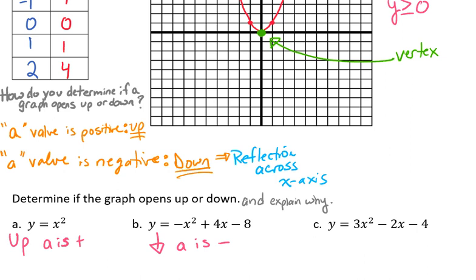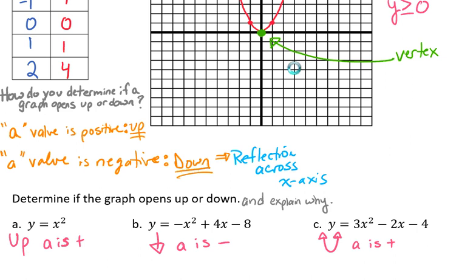For letter C, we have y equals 3x squared minus 2x minus 4. Here we see that our a value is a positive 3. So because our a value is a positive 3, that means that our graph is going to open up because a is a positive number.